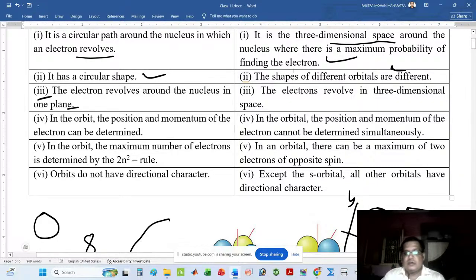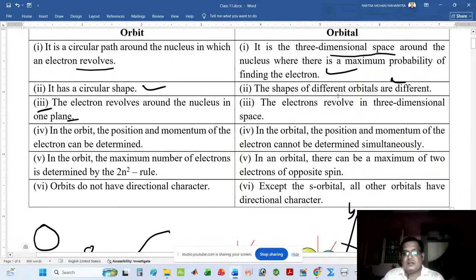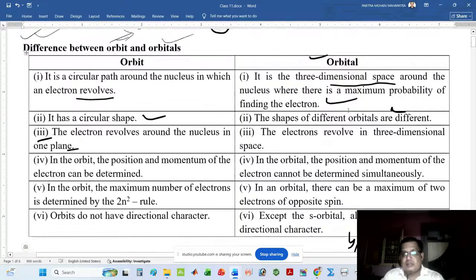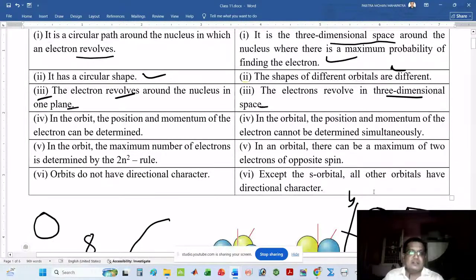But in an orbital, the electron revolves in three-dimensional space. Generally, the electron revolves in a three-dimensional space, not a two-dimensional space, that is, one plane. If you think about the orbit, the position and momentum of the electron can be determined. But if you think about the orbital, the position and momentum of the electron cannot be determined simultaneously.